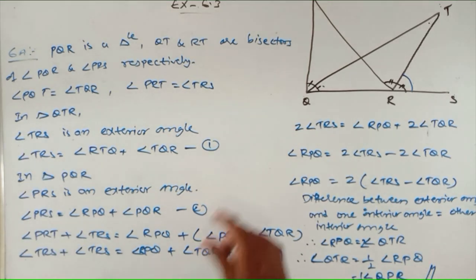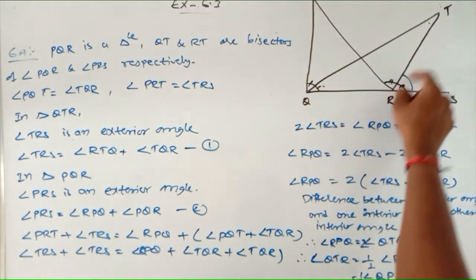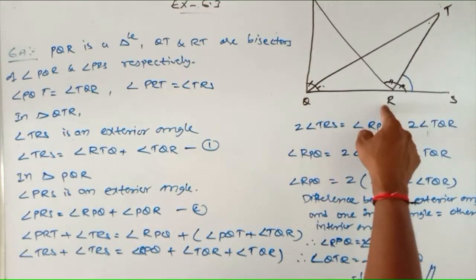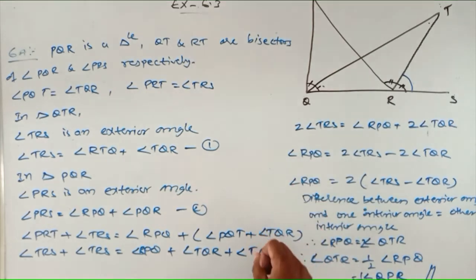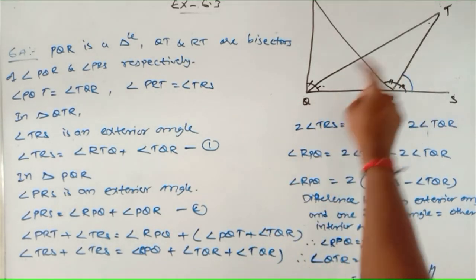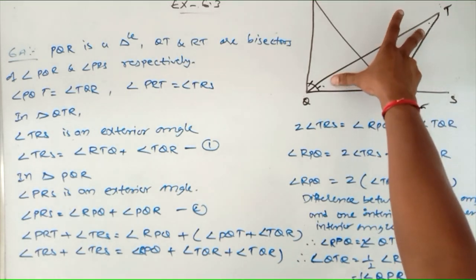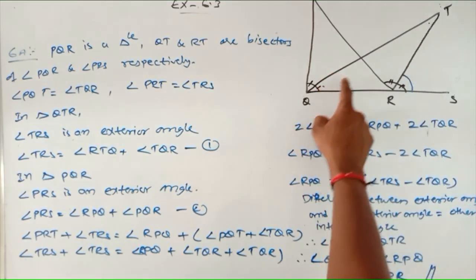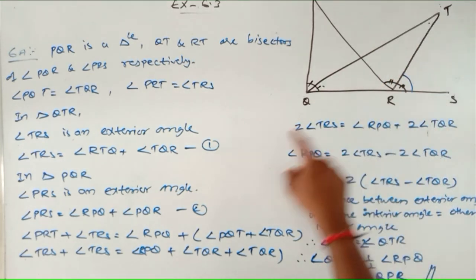So see children, here once again I am taking PQR as a triangle, and QT and RT are the bisectors. Angle PQT is equal to angle TQR, and angle PRT is equal to angle TRS, because they are bisectors. Now I am considering the triangle QTR. QTR is a triangle and TRS is an exterior angle. An exterior angle is equal to the sum of these two interior angles, angle TQR and angle QTR. That is the first equation.